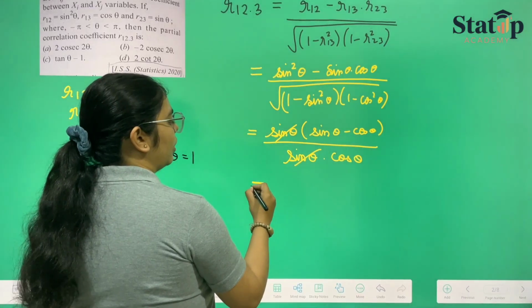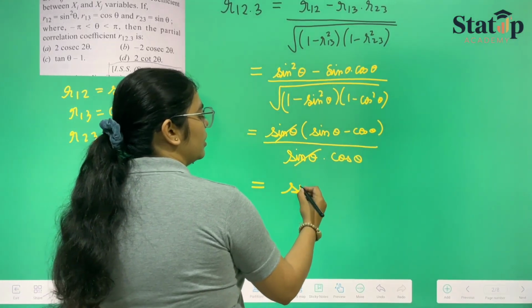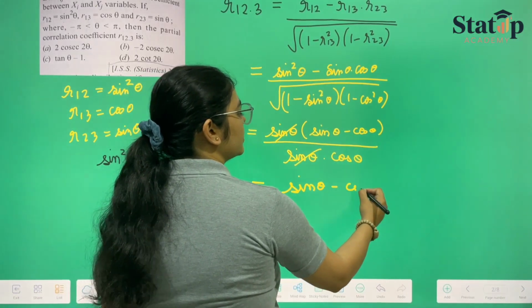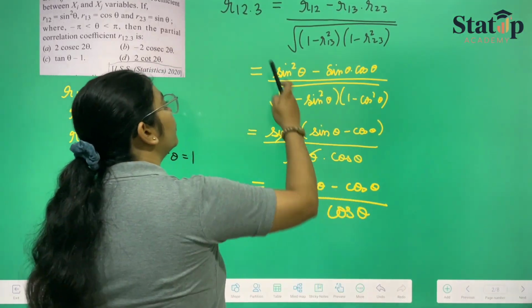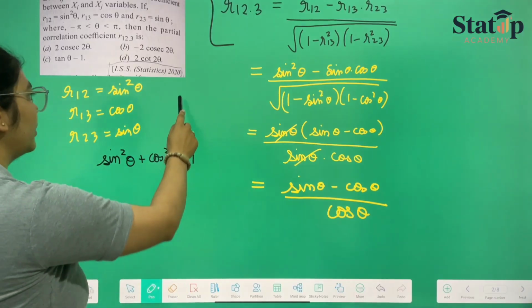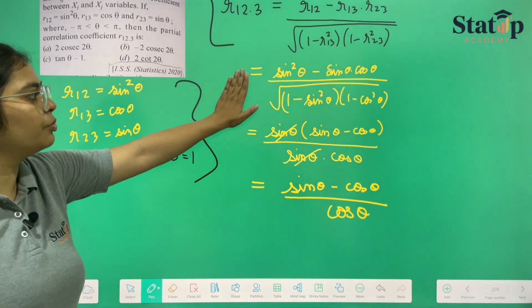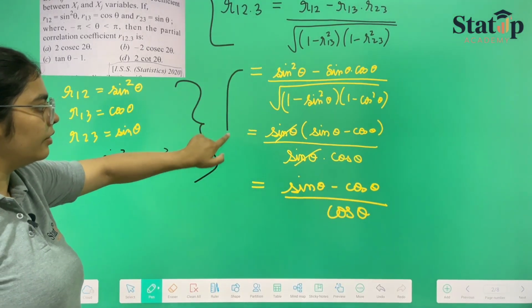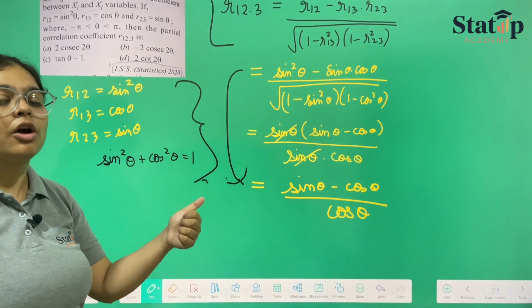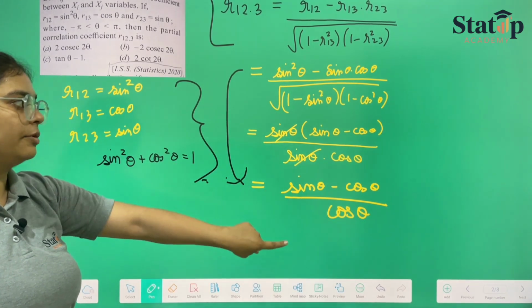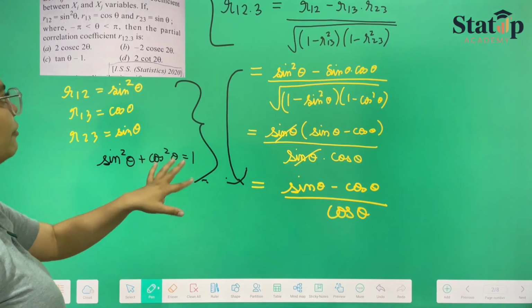Okay. Now here what will be left? Sine theta minus cos theta upon cos theta. In the examination, you don't have to write all of this. You just have to put it here, and from here you can come directly to here. If you are good at calculation and if your concepts are clear, then you can directly come from here to here. Okay.